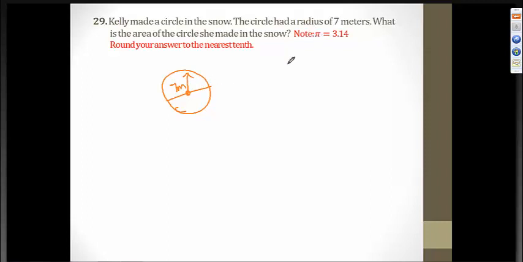What is the area of the circle she made in the snow? So what's the area of a circle? Good. So the area is pi r squared, right? So like we said, we're going to plug in these values. It gives us what pi is, right? Pi is always 3.14 unless they want to give you a different value. So 3.14 times 7 squared, all right?